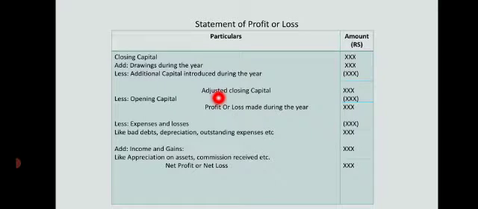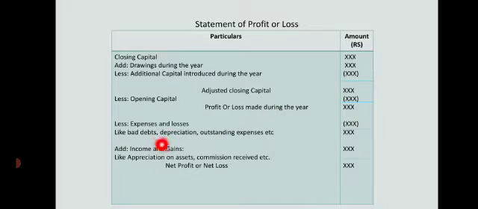From this adjusted closing capital we deduct the opening capital. So remember, we prepare the statement of affairs and find out closing capital as well as opening capital. The balancing figure in the statement of affairs is used here to prepare the statement of profit or loss. So adjusted closing capital less opening capital, whatever answer you get, will be the profit or loss made during the year.